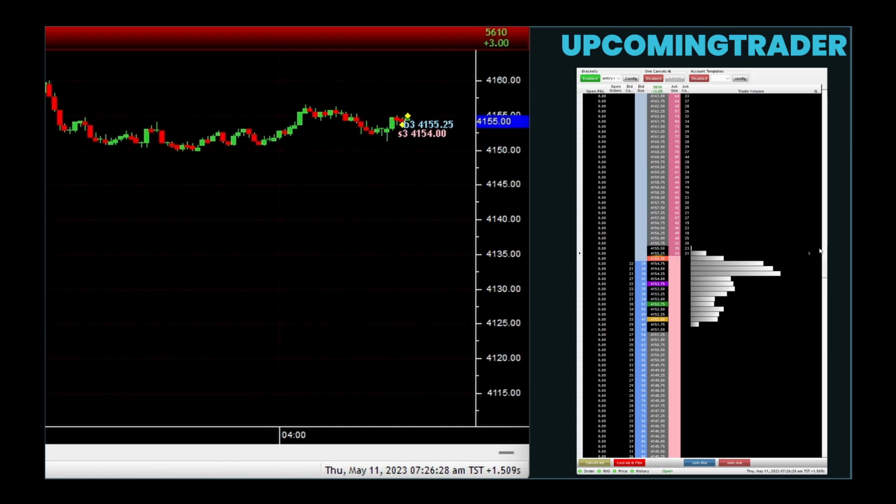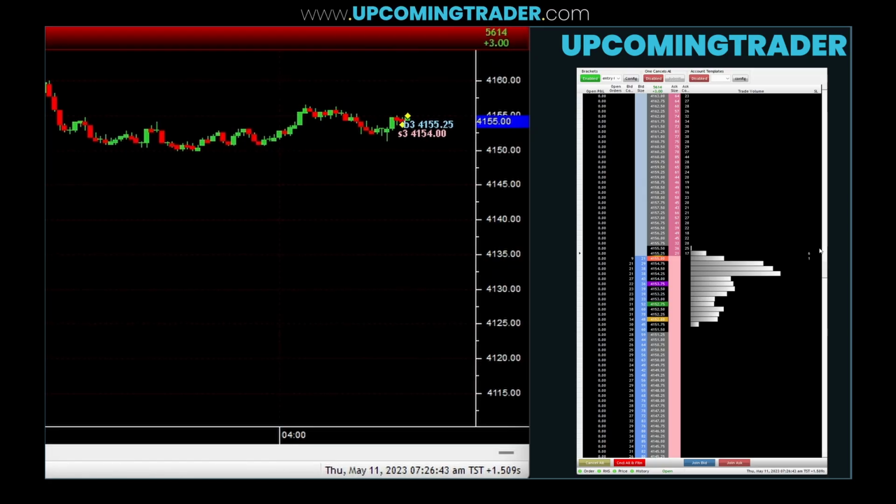Next, we'll explore flags and pennants, which are also crucial for identifying market trends and potential breakouts. Stay tuned to see how these patterns can further refine your trading strategy.